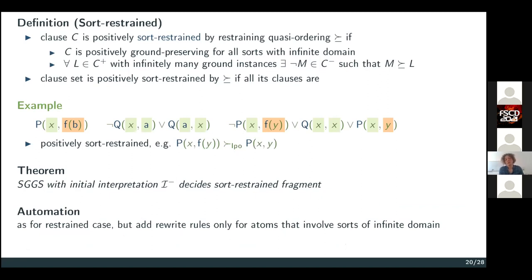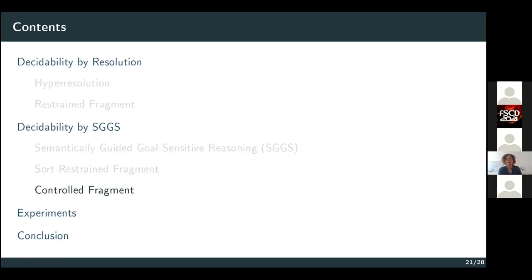Okay, so we can also automate a check for sort restraintness in a similar way as we did the check for restraintness, simply by considering only rewrite rules that emerge from atoms that involve sorts of infinite domain. I don't have so much time left, so I will be very fast on this controlled fragment and just try to convey the principal idea.